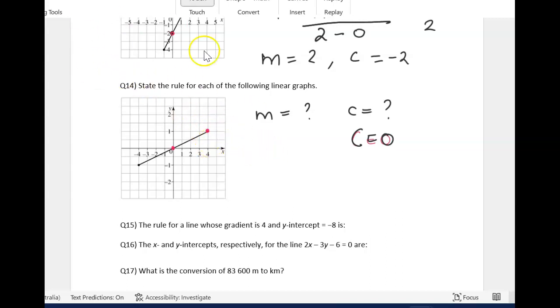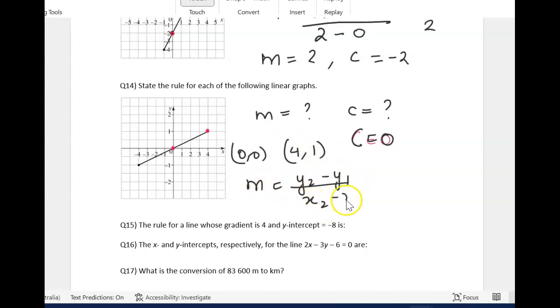That's another point. So let's find m. So for m, I need 2 points if I use the formula. 1 point we already know is 0, 0, and the other point on the graph is 4 and 1, right? So use the formula for slope, y2 minus y1 over x2 minus x1. So y2, if say for example is 1, minus 0 over 4 minus 0, which is 1 over 4. That is your slope. Okay, so these will be the questions which you have to practice. Please remember there was a booklet about linear equations I've given you. Make sure you practice from that booklet.